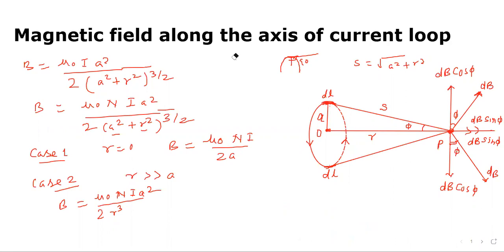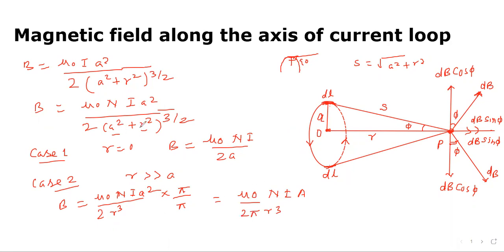Here r is a, so we can introduce pi here, pi upon pi. Then we can write pi a square equal to capital A. Then our expression will be mu naught upon 2 pi r cube times n I a.